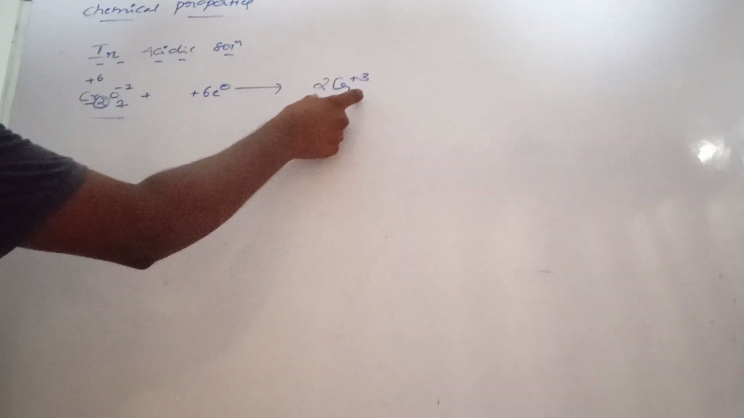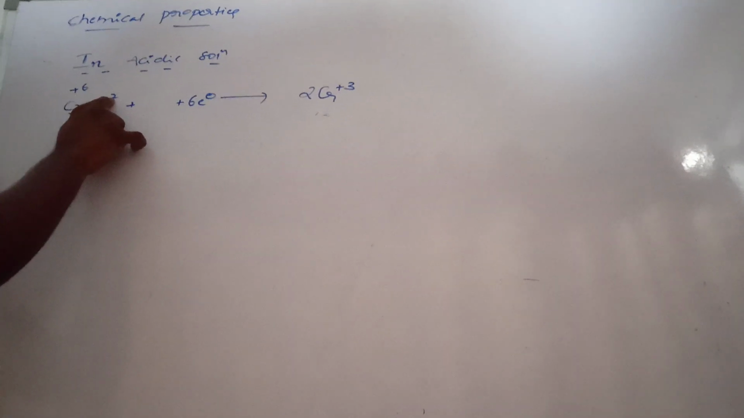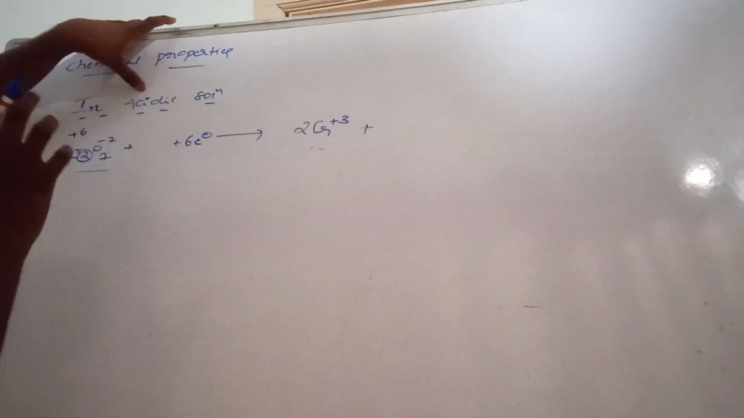Next, Cr2O7 power minus 2 in acidic medium means it has to be considered as 2 Cr power plus 3. In first PUC you already know Cr2O7 power minus 2 goes to Cr power plus 3. These kinds of relations we know very well. In acidic medium, it is compulsory to show H plus.